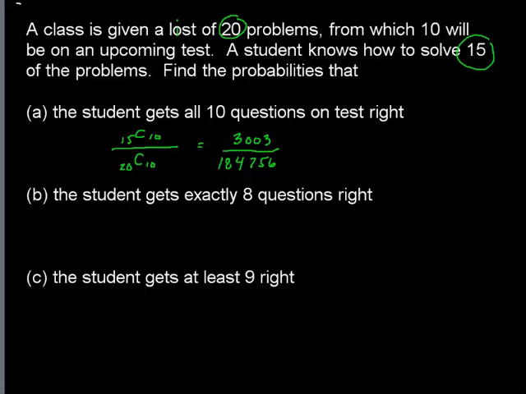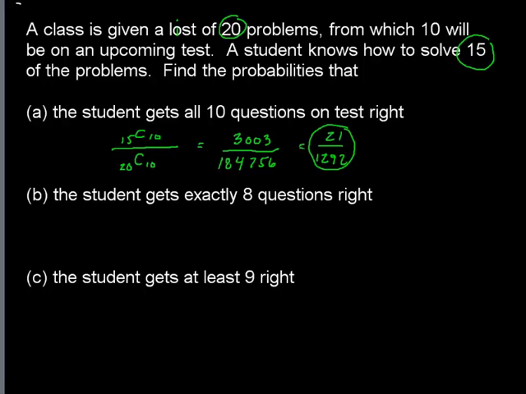Now you can reduce that. So 3003 divided by 184,756 does reduce to 21 out of 1,292. So again, on the bottom, 20 questions, teacher's picking 10 of them. That's how many options for the test. You just hope that of the 15, 10 are picked.